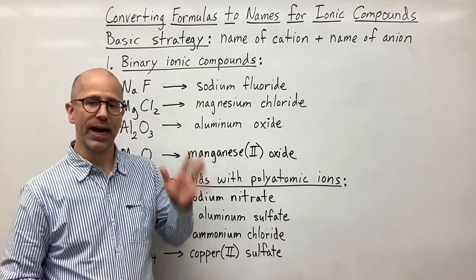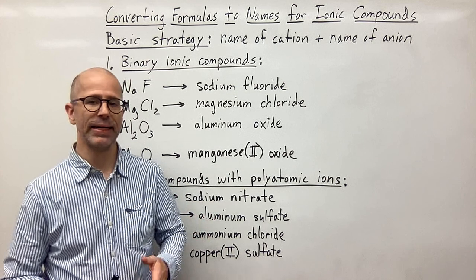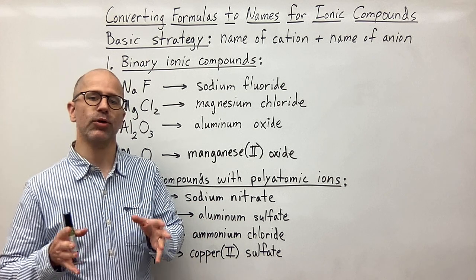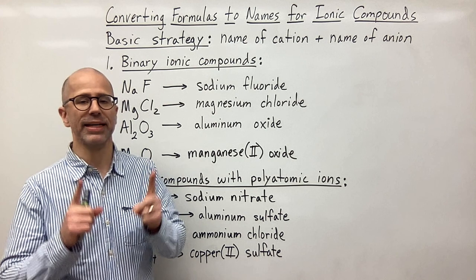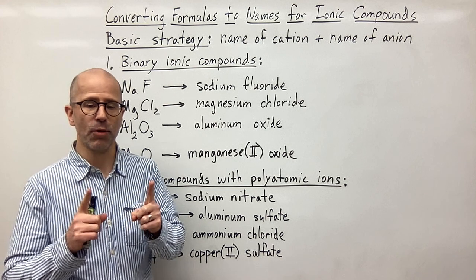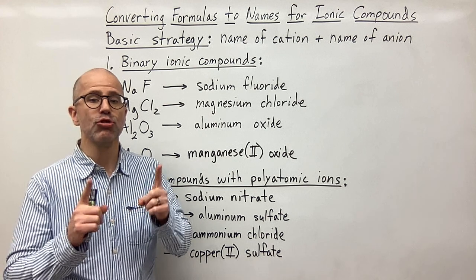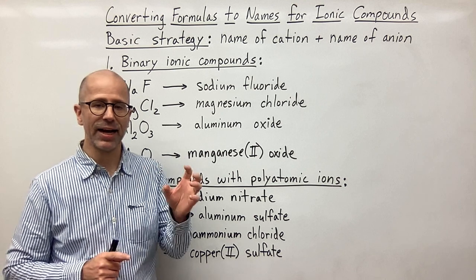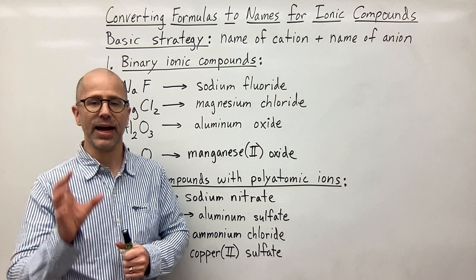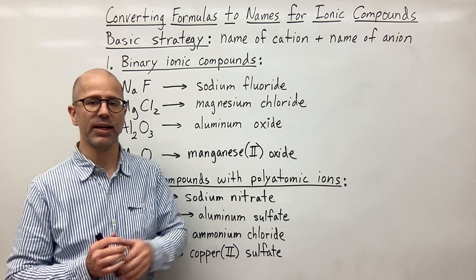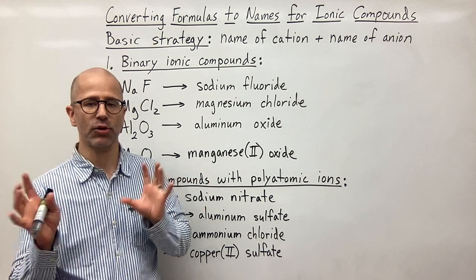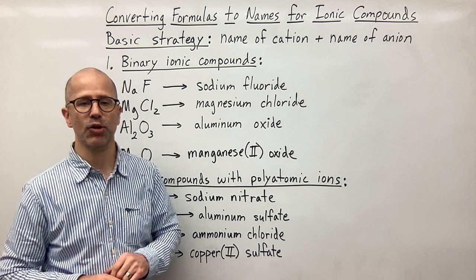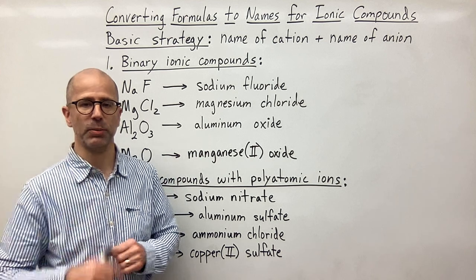So the first category that I'm going to talk about is your binary ionic compounds. Those are going to be the compounds that only have two elements in their formula. So they're going to have a cation element and an anion element, a positive ion and a negative ion, right? So they're going to have two different ions, positive and negative, in their compound. We call those binary because of two elements.